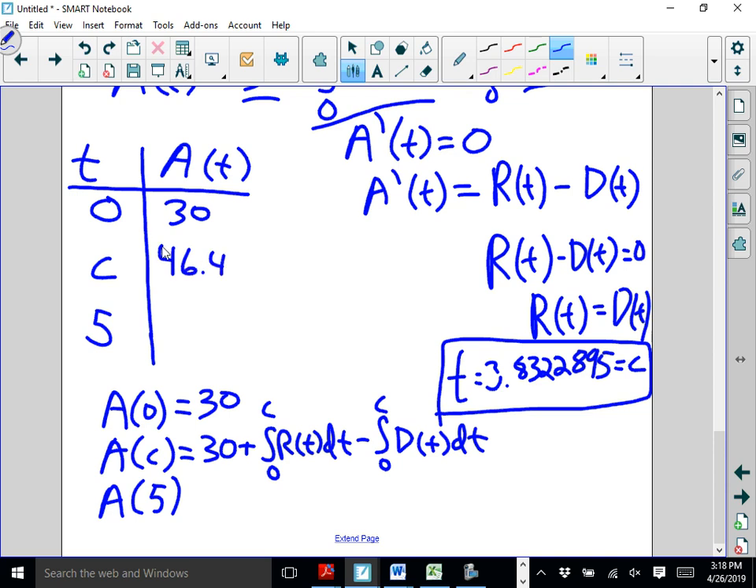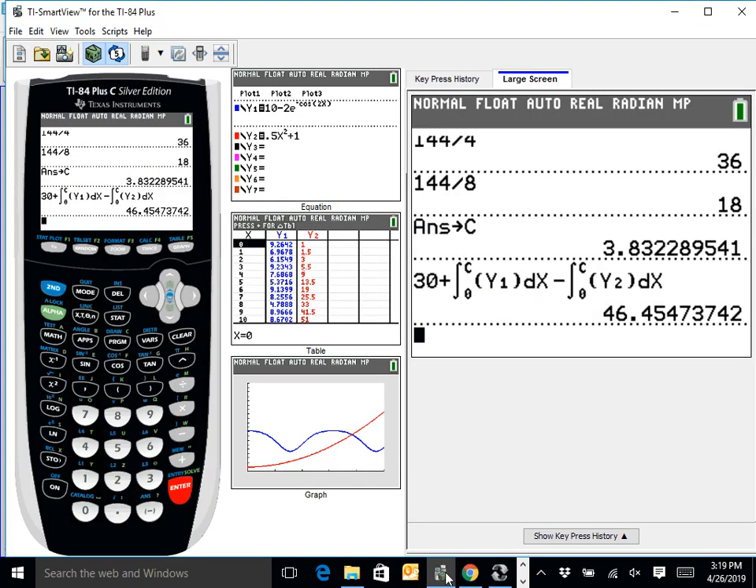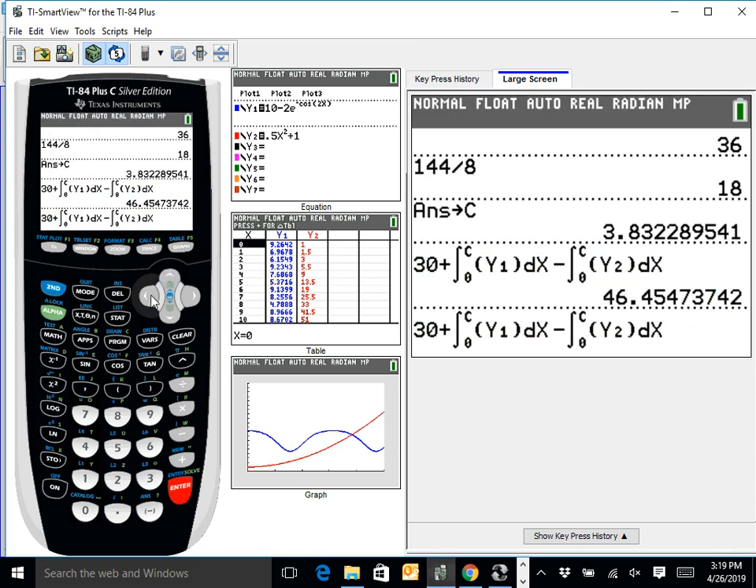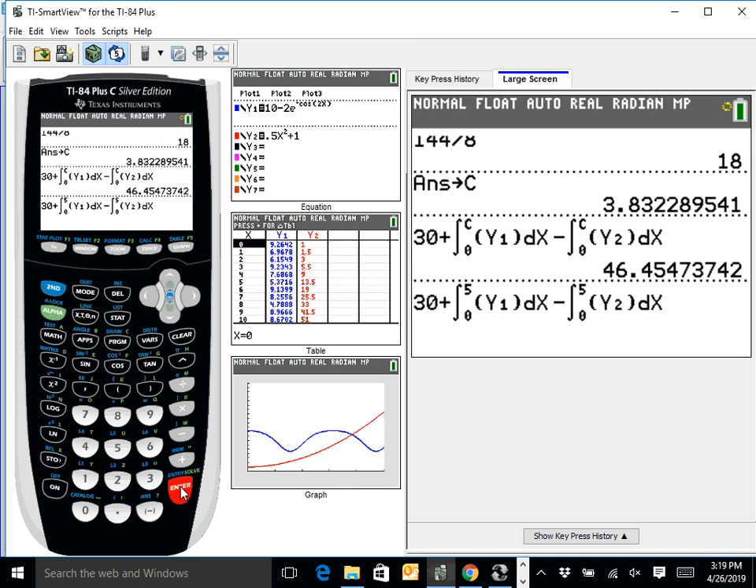Okay. But again, I don't know my maximum or my minimum yet until I check at 5. So I also need to check what A of 5 equals. Well, it's going to be the same formula that I used for A of C, but all the C's are going to switch to 5. To make this easy, I just go up and highlight my entry. I'm just going to arrow back, and I'm going to write 5 over C in both places, and I'll hit enter. And I get 40.752.